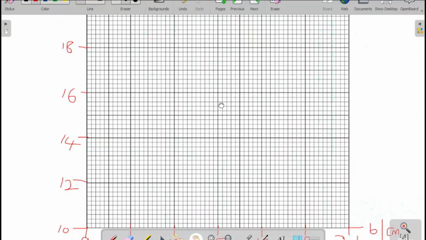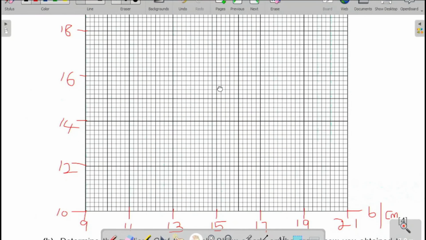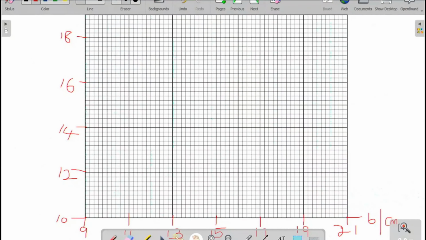18 and 17.2. 18 here and 17.2. That one is straightforward. This point, 18 and 17.2. The next one, 16 and 14.1. 16, 14 is here, 2, 4, 6, 8. 14 is here, and we have 14.1. So it is this point, 16 and 14.1.